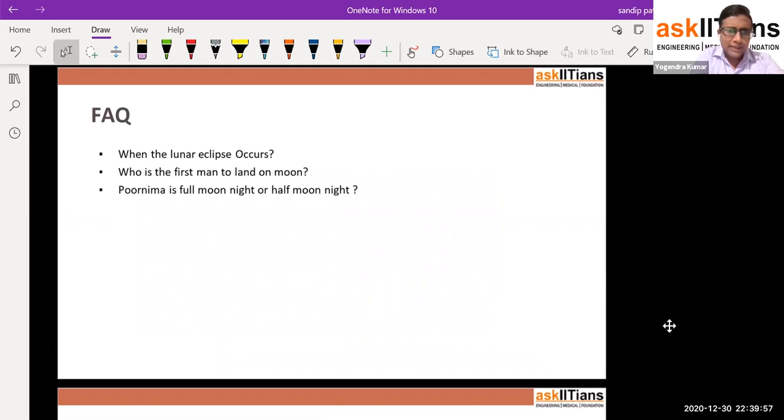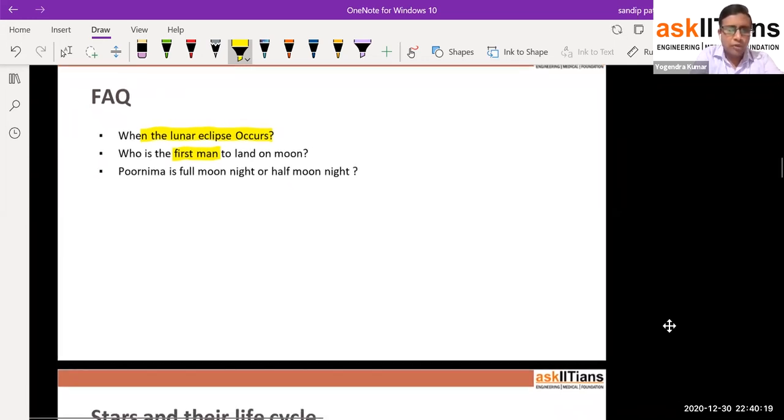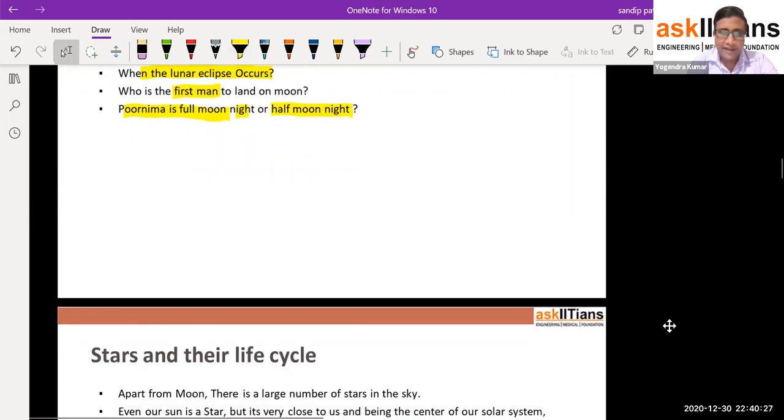Sure. So there are some FAQs, right? Questions they could ask about the moon, right? First question: when the lunar eclipse occurs, we have already seen that the Earth, Sun, and Moon should be in a straight line. Then only we can get the lunar eclipse, right? Then, who is the first man on the moon? Yes, anybody? Neil Armstrong, right? Then, is Purnima a full moon night or half moon night? Obviously, we know on Purnima there is a whole disk we can see, that is a full moon night we can say.